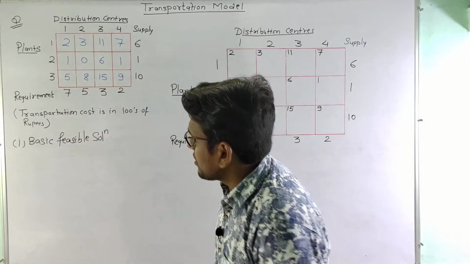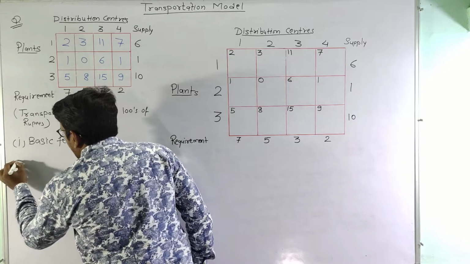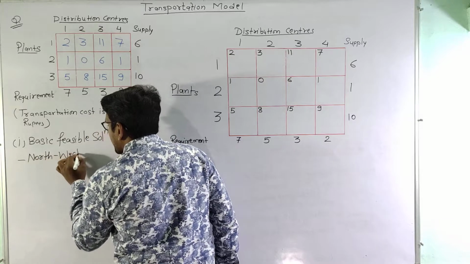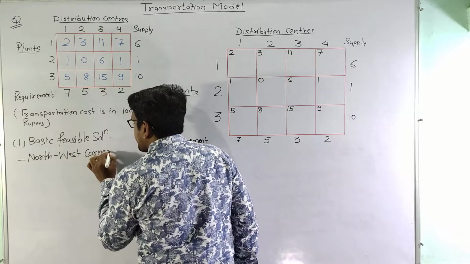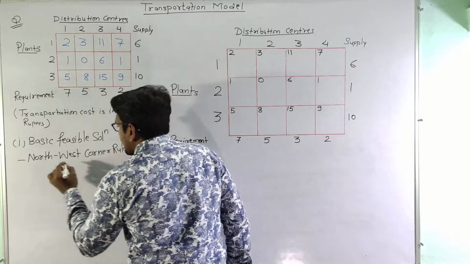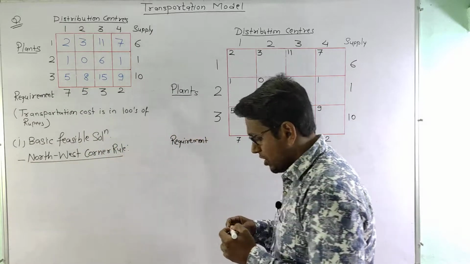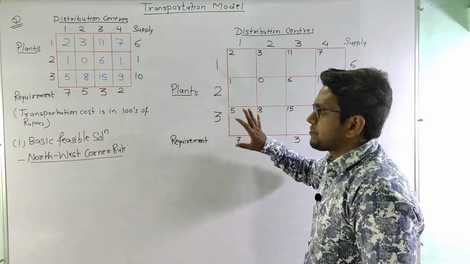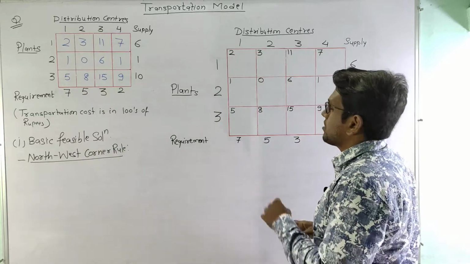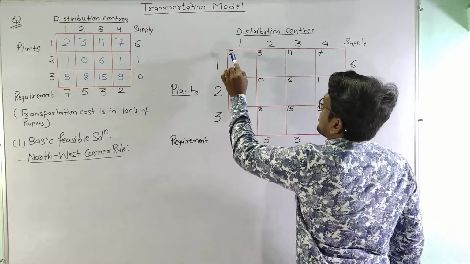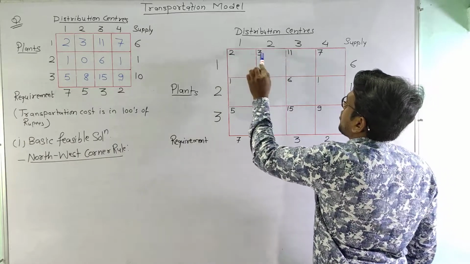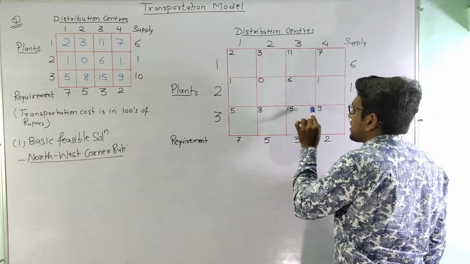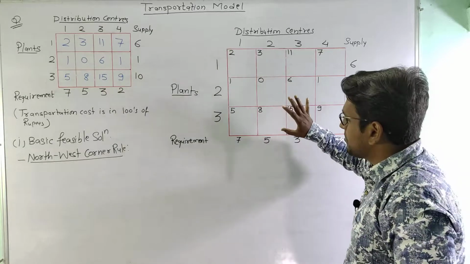First among them is the northwest corner rule. So let us see this first, the northwest corner rule. Here, as we can see, I have already drawn a matrix, and the unit transportation cost has been represented at the top left corner of the cell, which is the standard way of representing the unit transportation cost in a transportation matrix.